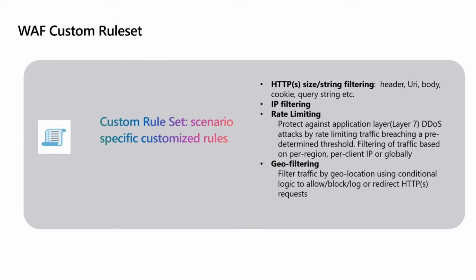Finally, we also have geofiltering, and this allows you to control access based on the geographic origin of the request. So you can configure rules to allow, block, log, or redirect traffic from specific countries or regions. This is particularly useful, like we saw, if you want to restrict access from regions that are known to send high volumes of malicious traffic. Together, these custom rules give you the flexibility to build a security posture that aligns with your application's behavior, user base, as well as risk profile, and it complements the broader protection offered by the managed rule sets.